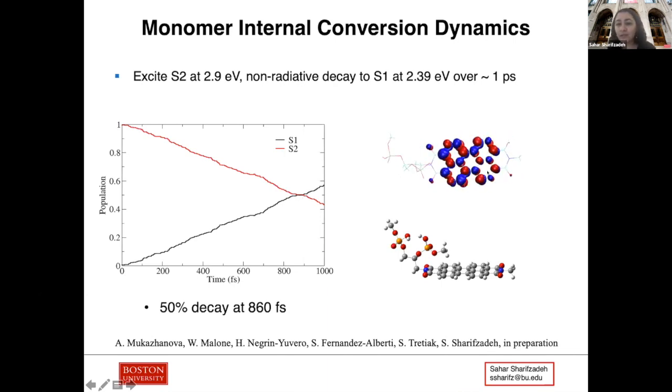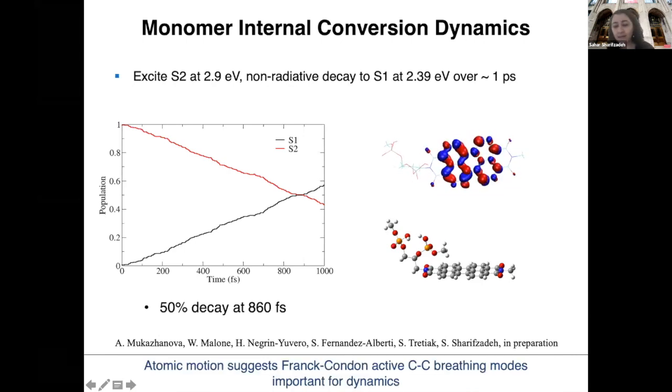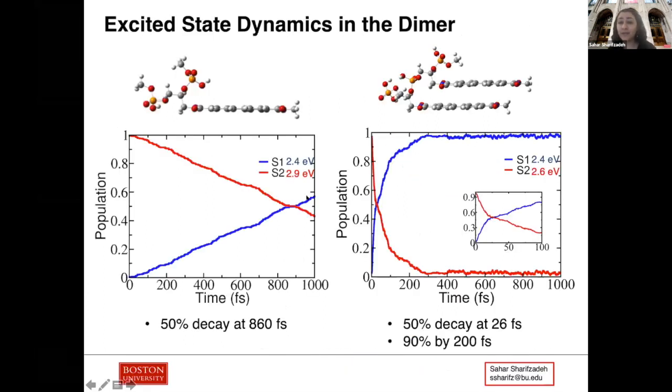If we look at the charge density, or the exciton density, and how it changes over time, it's basically just a pi-like orbital that changes its oscillator strength, or its delocalization, a little bit as the atoms move apart. Another point I should make is that these motions we're seeing in the monomer are CC breathing modes, which we saw were Franck-Condon active as well.